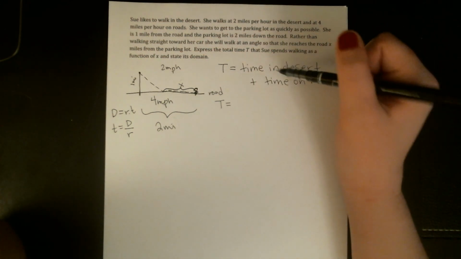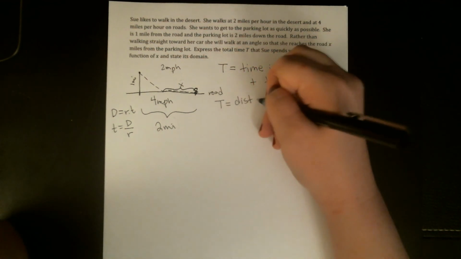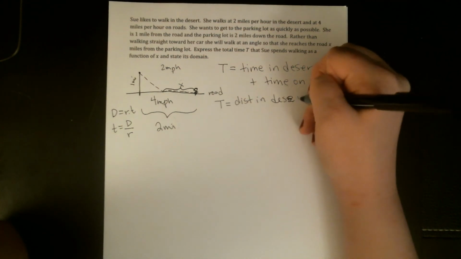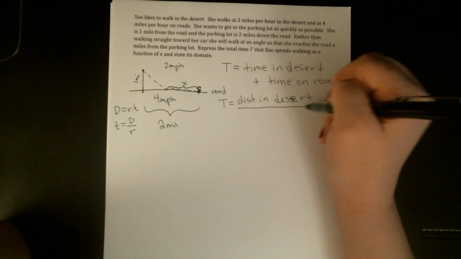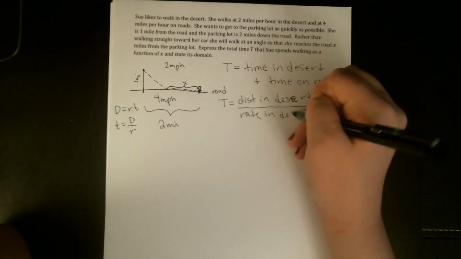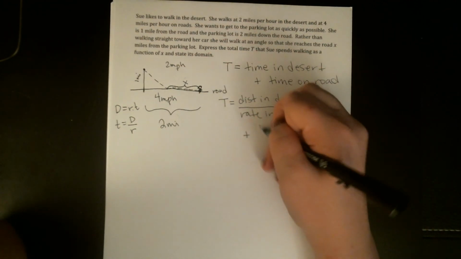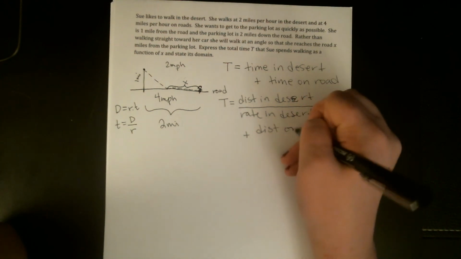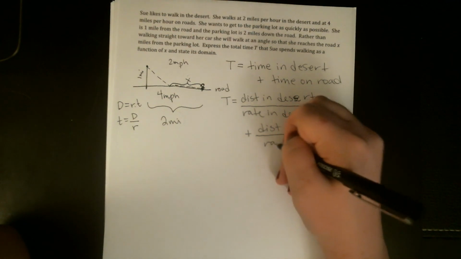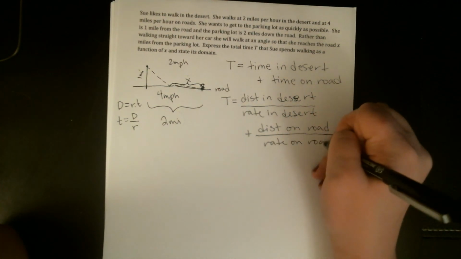Okay, so if I want the time in the desert, what I'm actually going to have to do is find the distance in the desert, divided by the rate in the desert. And then we're going to add the distance on the road divided by the rate on the road. So to calculate a time, I use a distance divided by a rate.